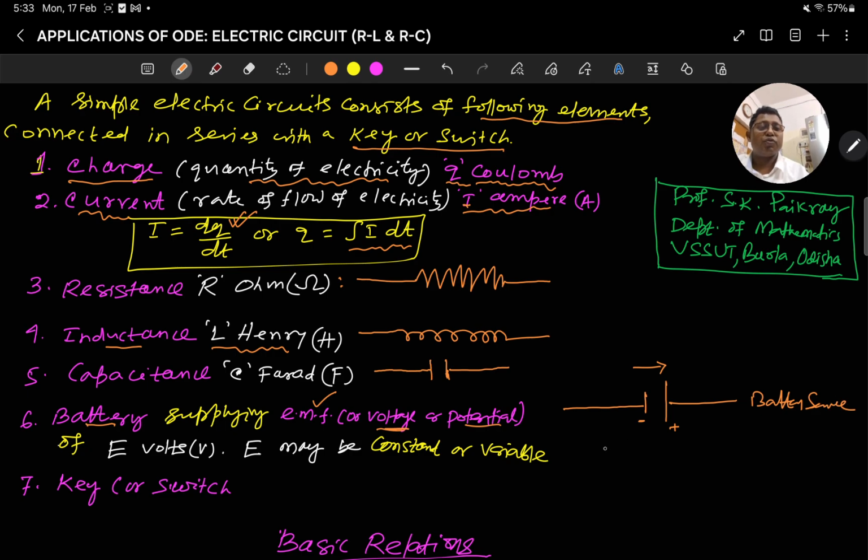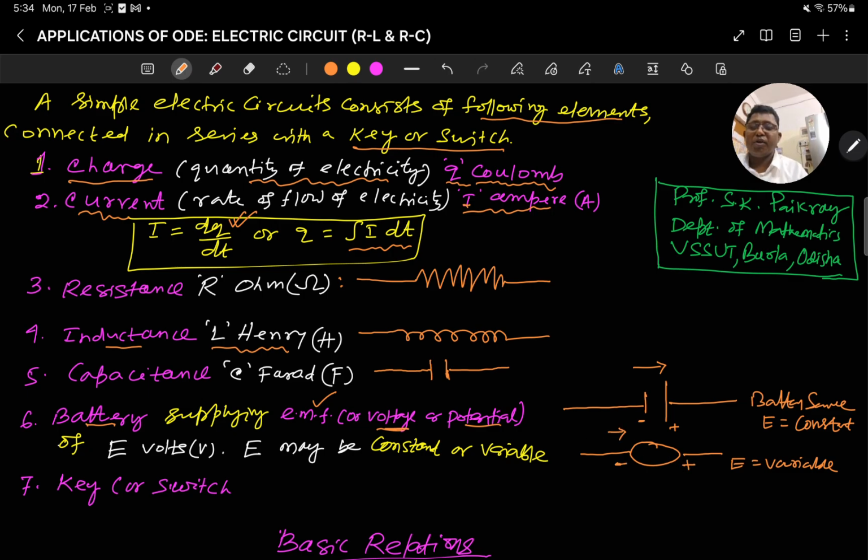If it is a generator source, we write like this. In a battery source, E is treated as a constant. And in a generator source, E is treated as a variable. Similarly, here if it is negative and here if it is positive, we can understand the flow like this.